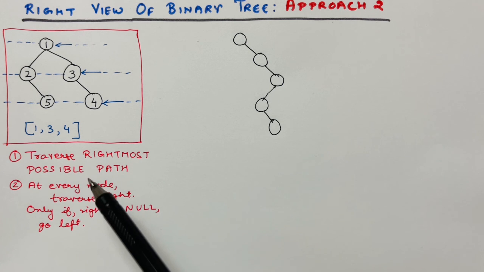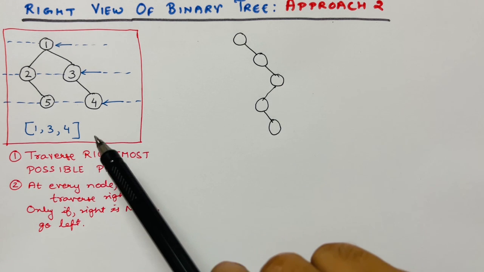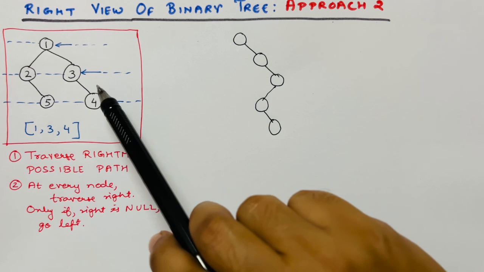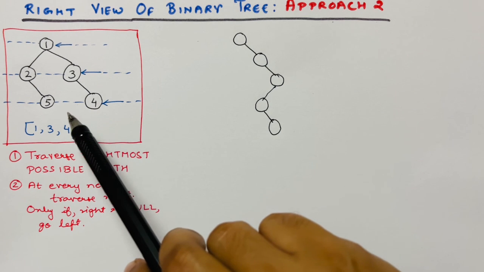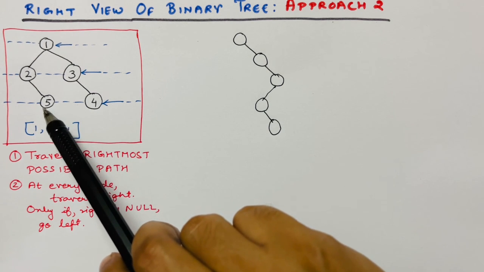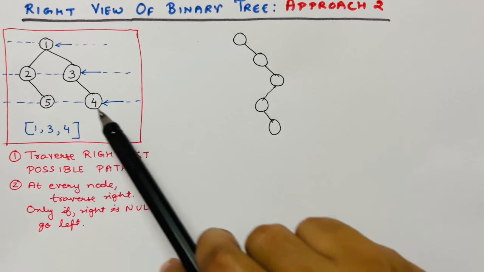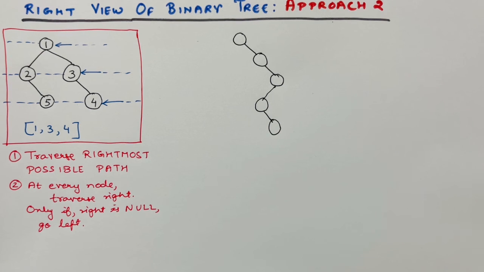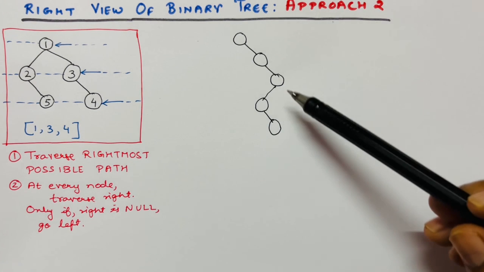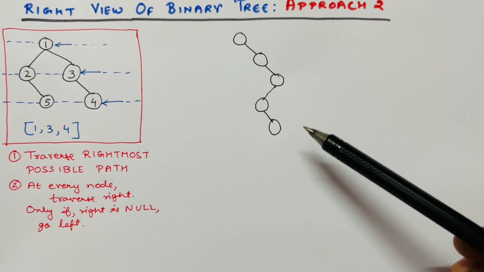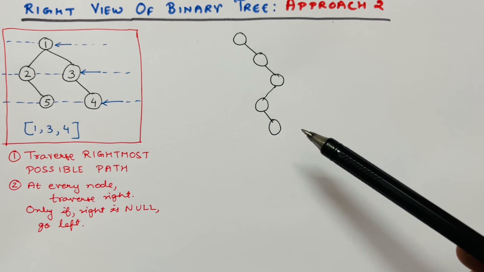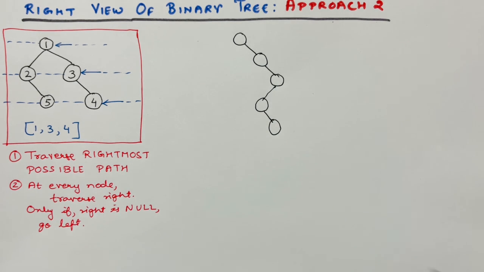In the initial part of the video, we discussed a scenario where if this node 4 was not there, then we would not be able to take this 5, and this 5 was the rightmost element at this level. This means only traversing right at every node is not sufficient. We will have to traverse left as well.